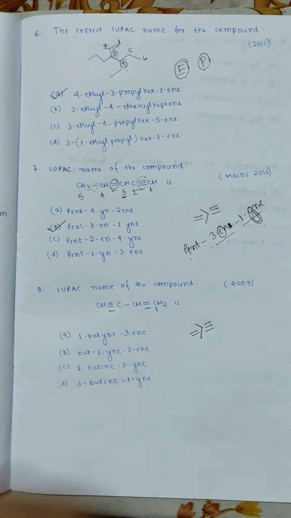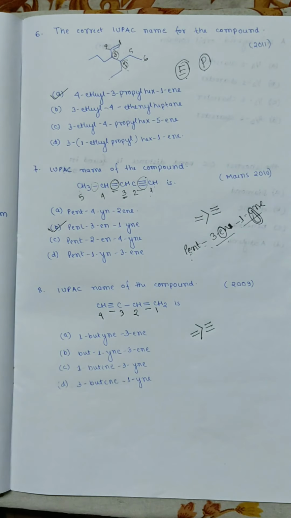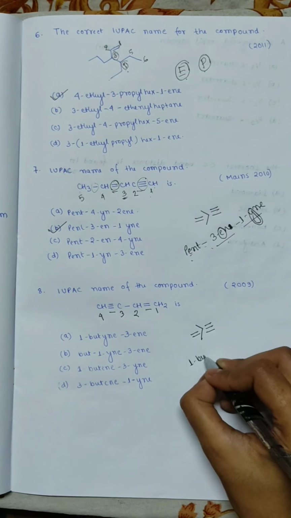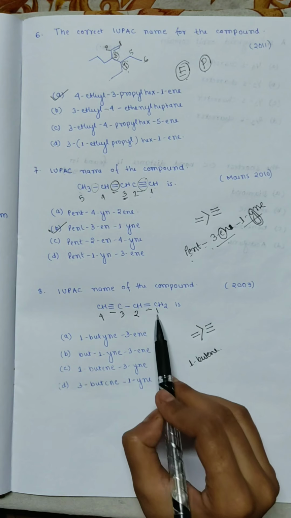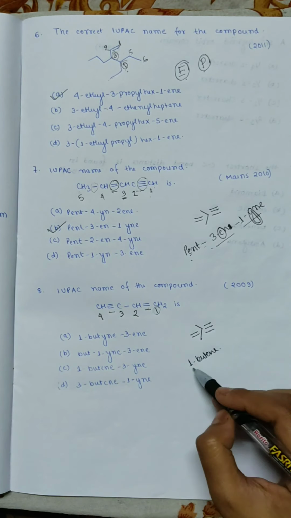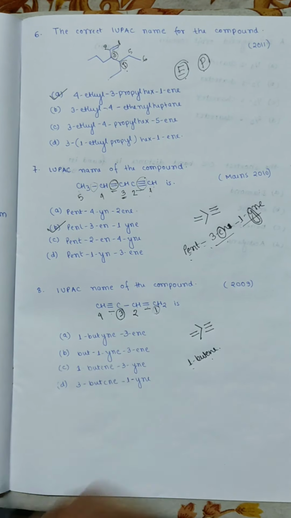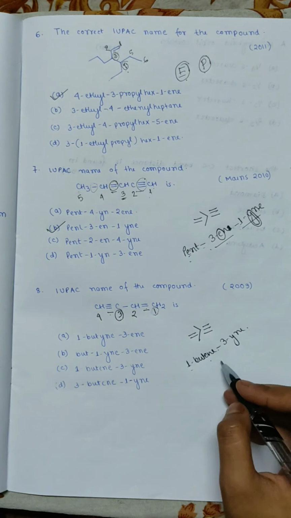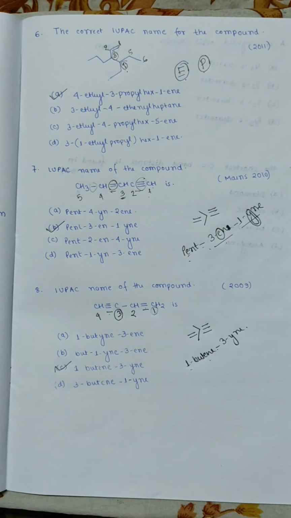So in this case, this carbon will be assigned as 1 and then 2, then 3 and 4. So again, this compound will have the name 1-butene, because there is a double bond attached with carbon number 1. After that there is a triple bond attached with carbon number 3, so there will be 3-yne. So 1-butene and then 3-yne. So option C is the right answer in this case.